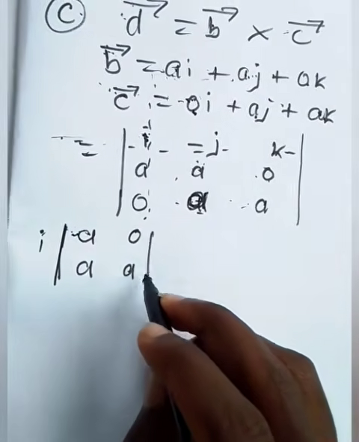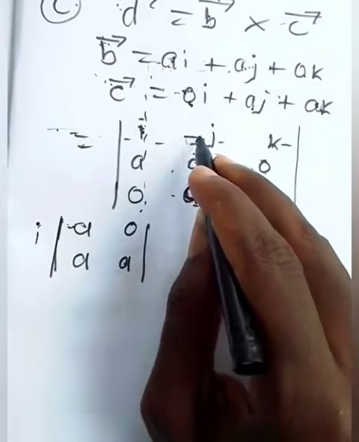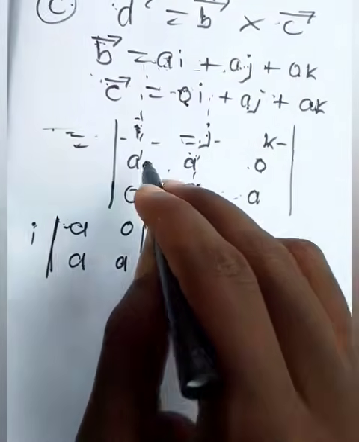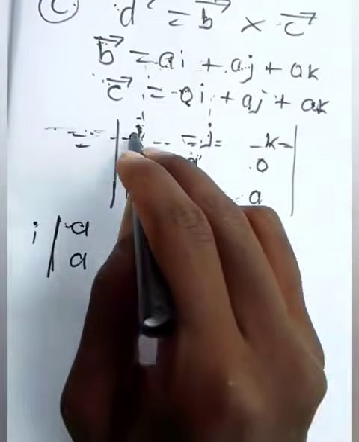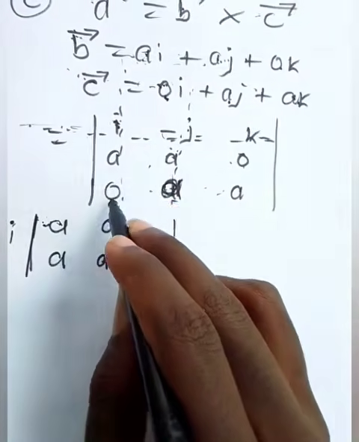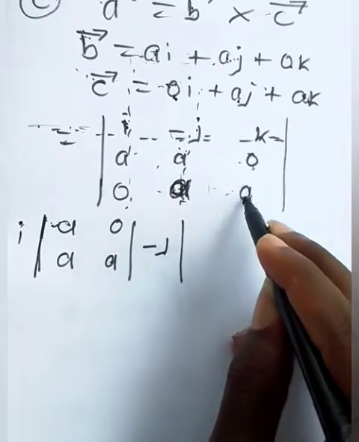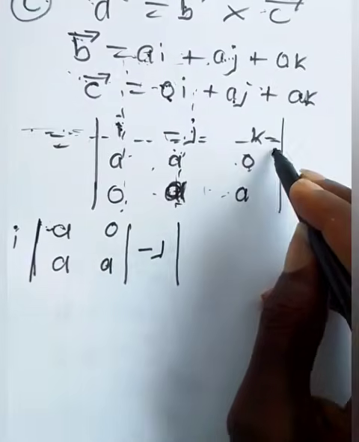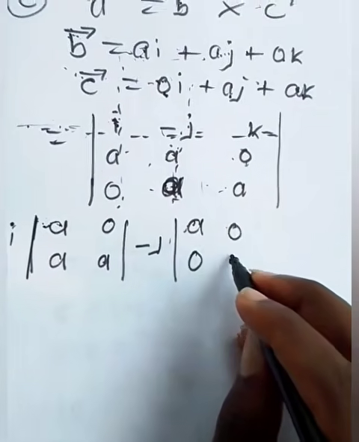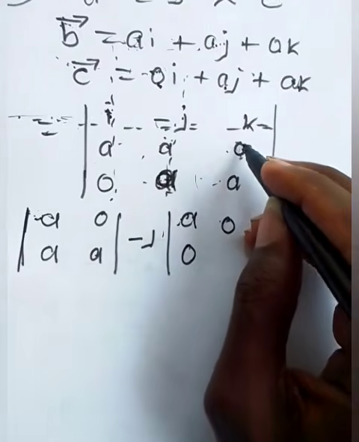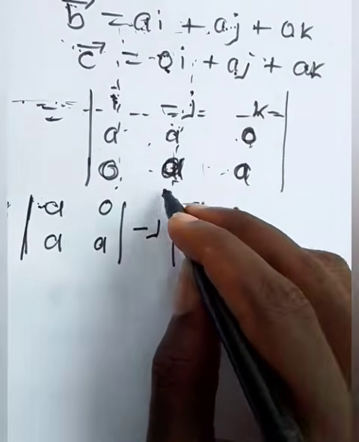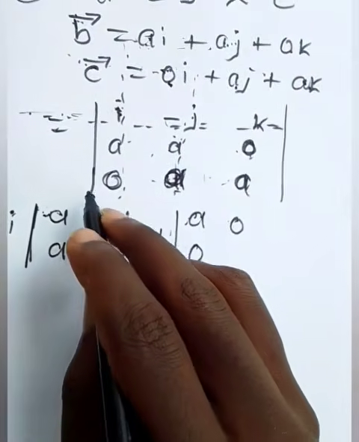Then we come to j. Since j has a negative, I'll say negative j. If I draw a cross where j is, which values have remained which haven't been crossed? These values which have remained are going to be in our matrix. The only 0s that we have are this one and this one, the rest are a's. So it's going to be a, 0, 0, and a.